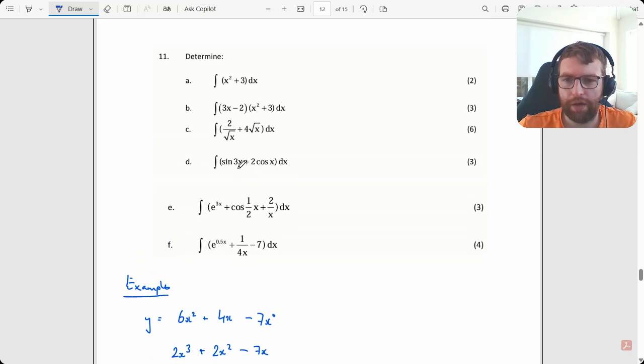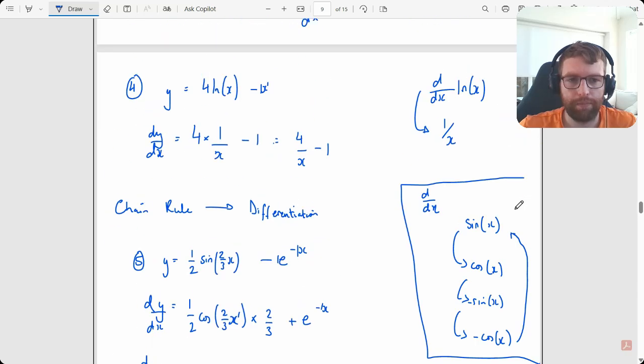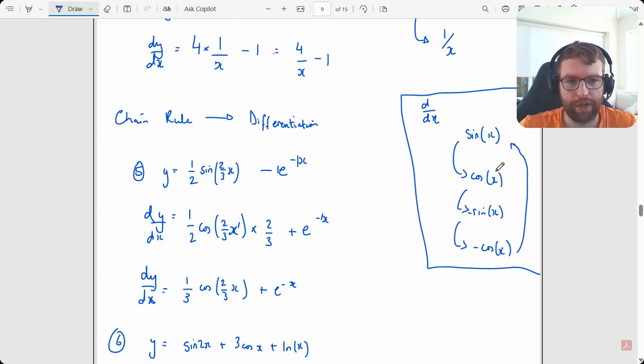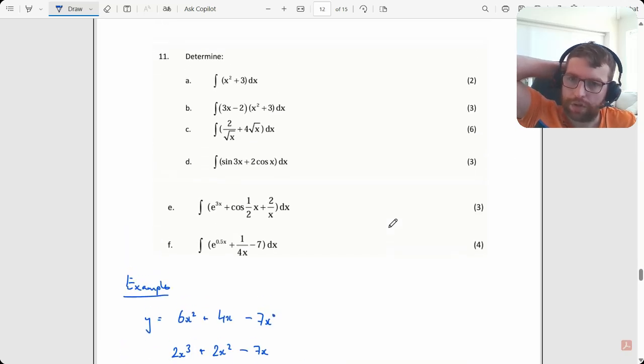Integration of trig is just the opposite. So if we're integrating sine, we're going to go to minus cos, and etc. So it's important you've memorized that cycle.